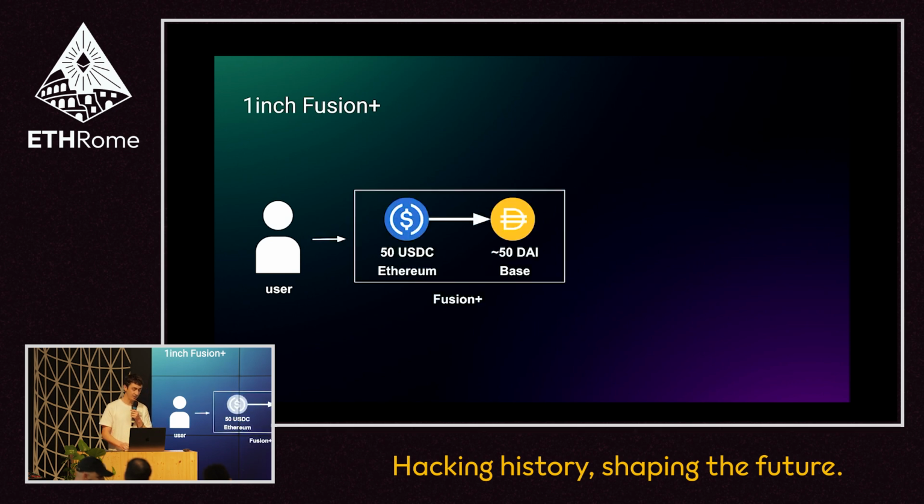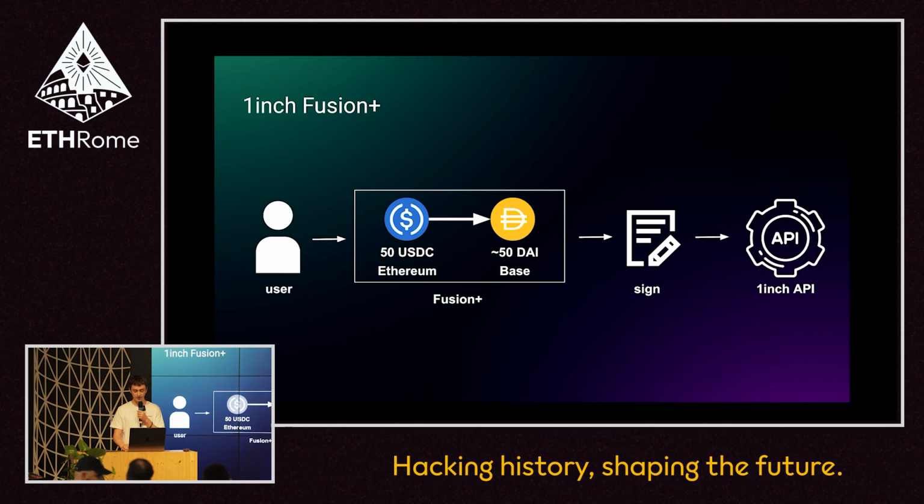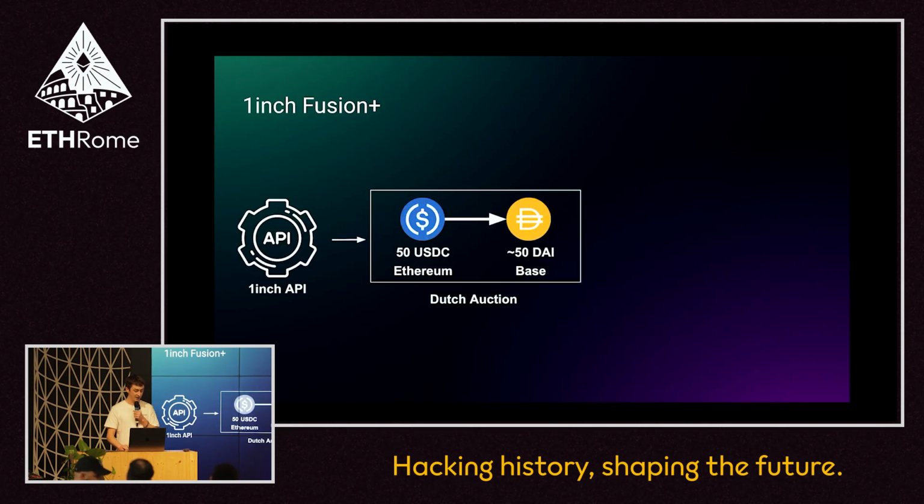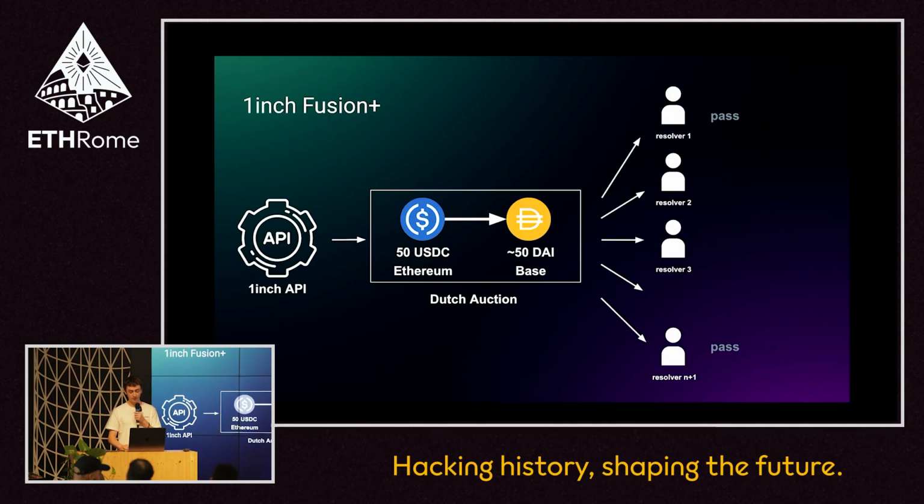The user says, hey, I have 50 USDC on Ethereum, and I would like to swap that for 50 DAI on Base. They sign the transaction just like in the Fusion system, and send that off to the 1inch API. The 1inch API again starts a Dutch auction, but this time between two different chains. Just like before, all these resolvers are looking at this over time, and as the blocks progress, the price goes down, and eventually they jump in and say, hey, I'm interested in executing this trade. Partial fills do work in the system, but for now we're just going to go through the examples of full fills from a single resolver.